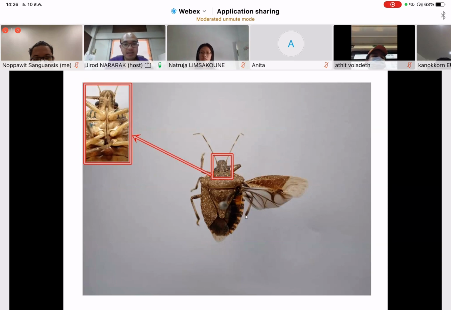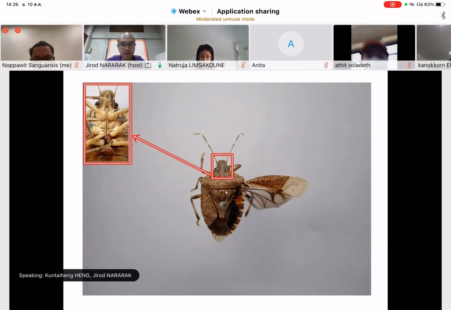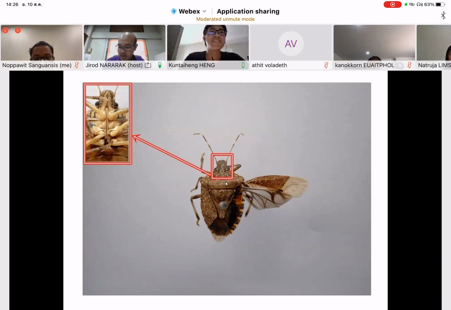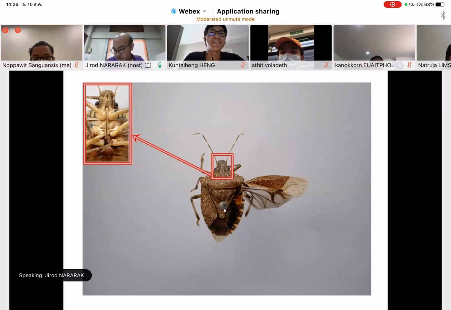So what does this insect belong to? Kan Pai Heng. What is the order? Hemiptera? Yes. Can you tell me the main characteristic of this order? The triangle on the top of the wing. Yes. Cool.